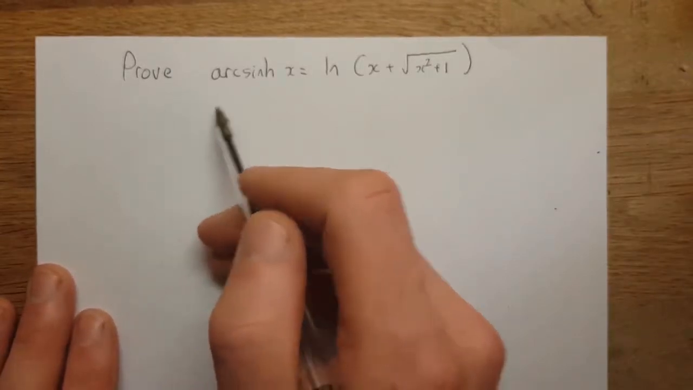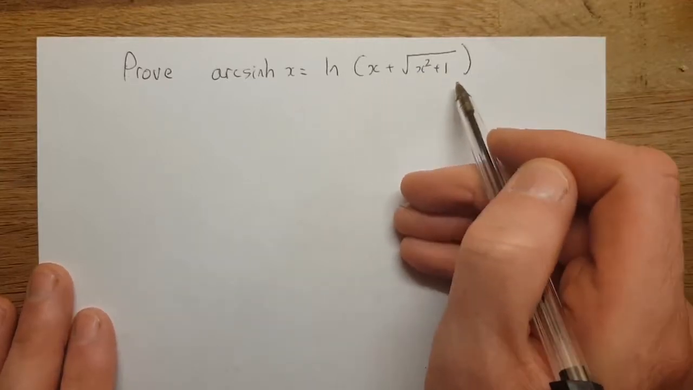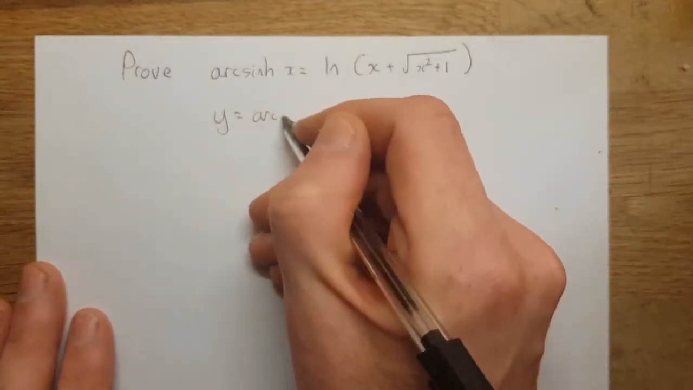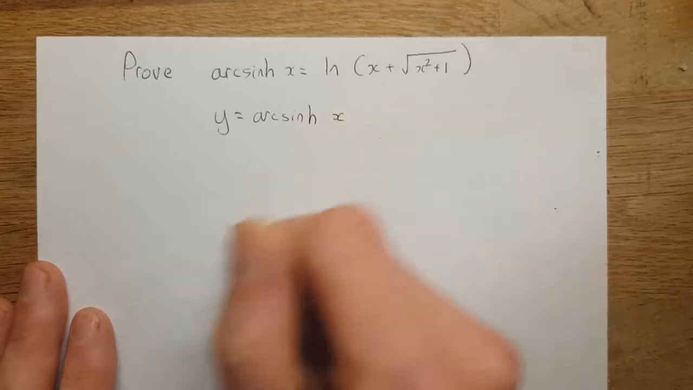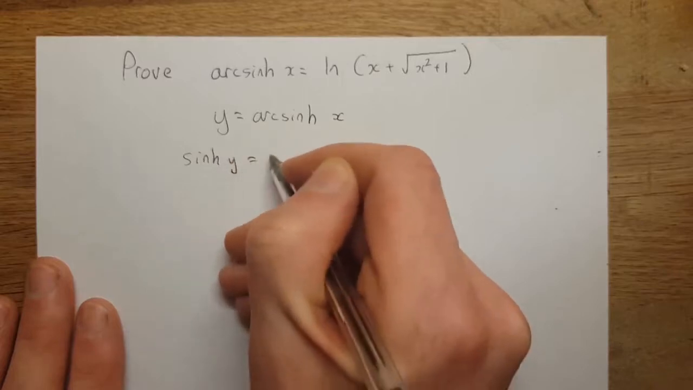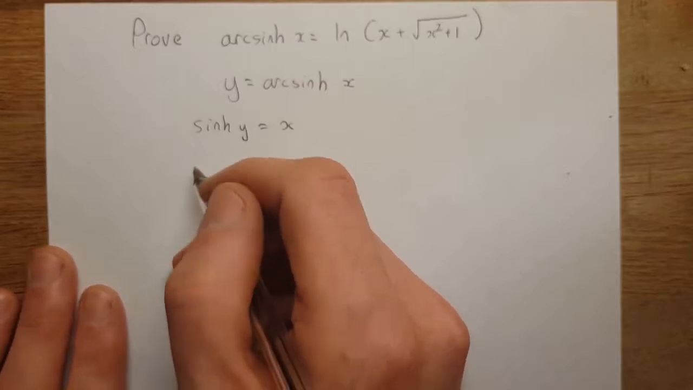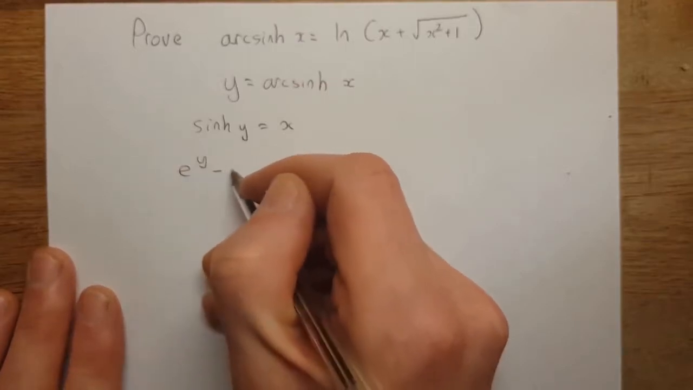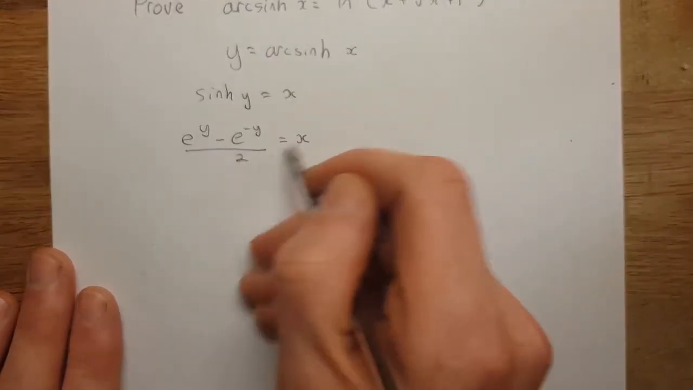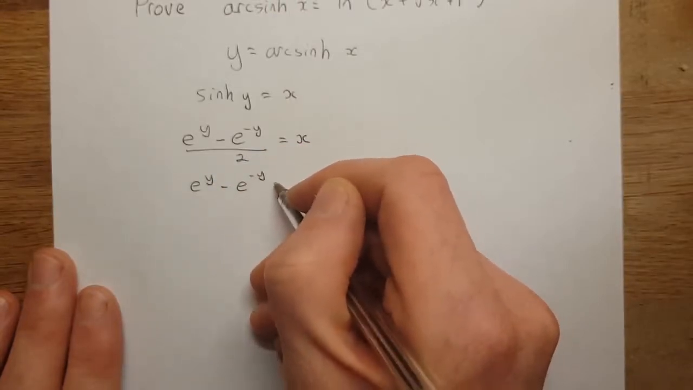In this one we're going to prove that arcsinh x equals log of x plus the square root of x squared plus 1. So I'm going to start by writing y equals arcsinh x, and a different way to express this is that sinh y equals x. Now, using the definition for sinh y, I can say that e to the y subtract e to the negative y, all divided by 2, equals x. Multiplying by 2 will give me e to the y subtract e to the negative y equals 2x.